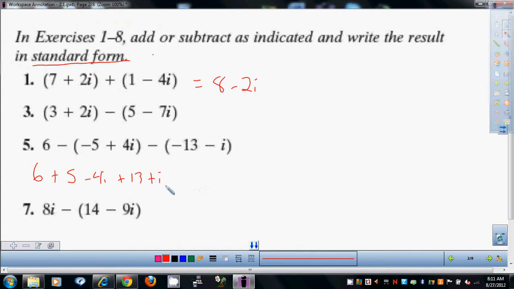So 6 plus 5 plus 13 is 24. Negative 4i plus i is negative 3i. And there's your finished product.